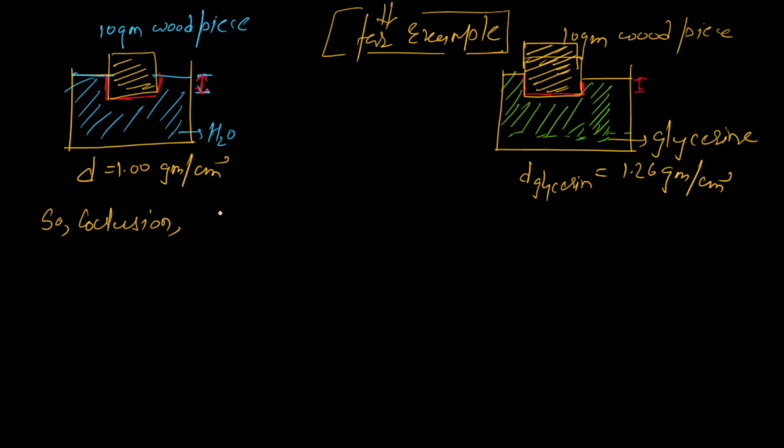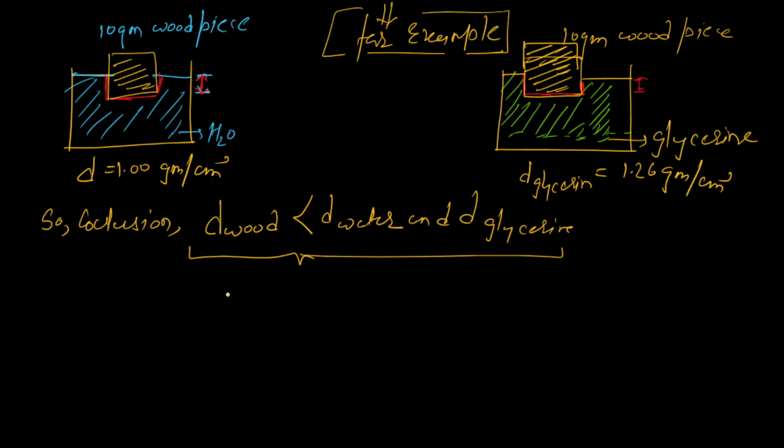What is the conclusion? That means the density of wood is lesser than the density of water and the density of glycerin. That's why it is going to float in both situations. Okay, so we can write that's why it floats on both. That's why it will not sink down.